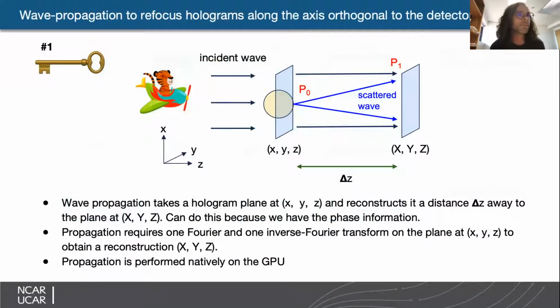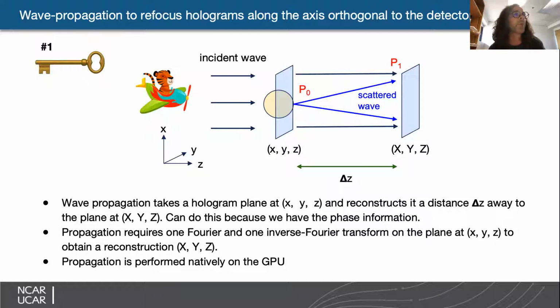So this is main key number 1, and I'm going to show you main key number 2 to our pipeline. I've already used the words wave propagation and refocusing the hologram, but I haven't told you what I mean by that. Okay, so the tiger flying the airplane is supposed to be us operating a holodeck. You can see that it shows the incident wave being shot forward in front of the airplane. At the one plane here where you see P0, there's a particle, and the laser beams are going to strike that particle and get scattered.